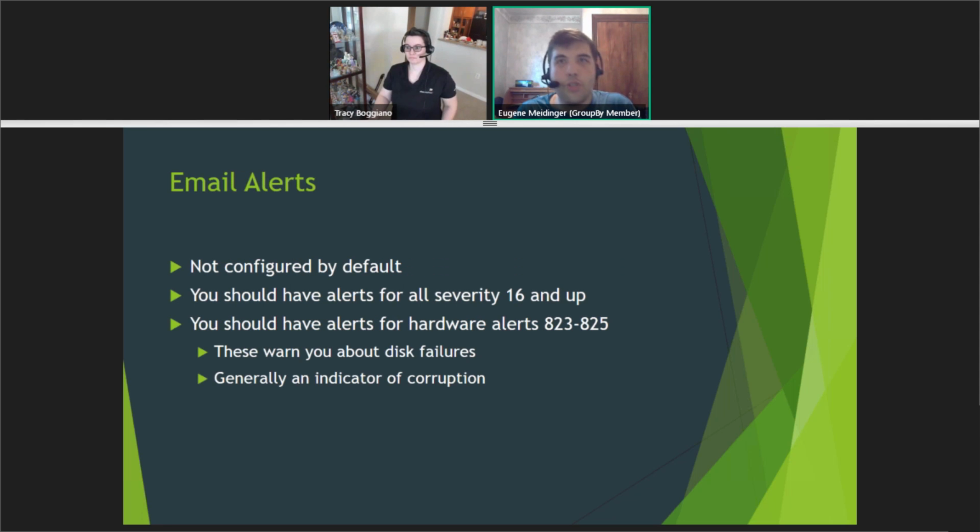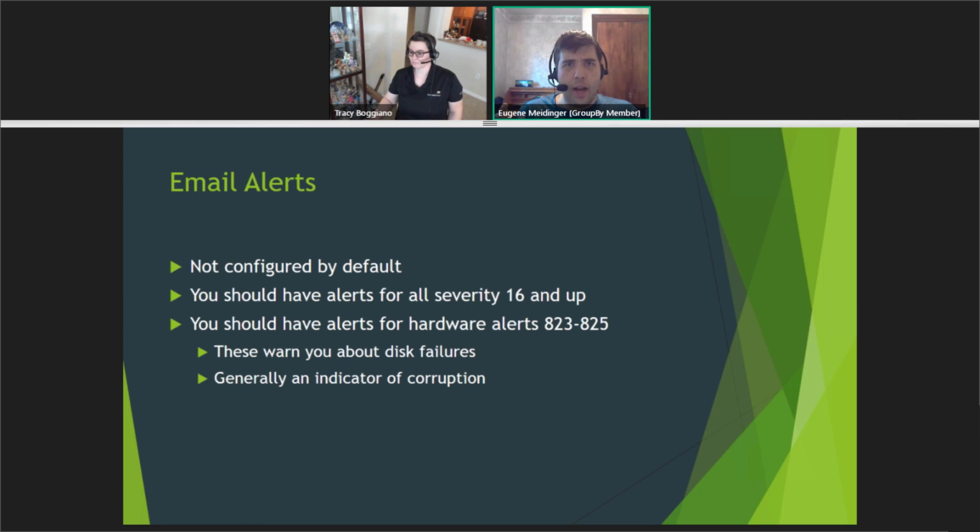Email alerts. Just set this up because it's not configured by default, and I almost never see this set up when I'm dealing with small customers. You want to have two types of alerts set up, but you can do more, and I'll explain a situation I did for a customer. The first one is errors severity 16 and higher.